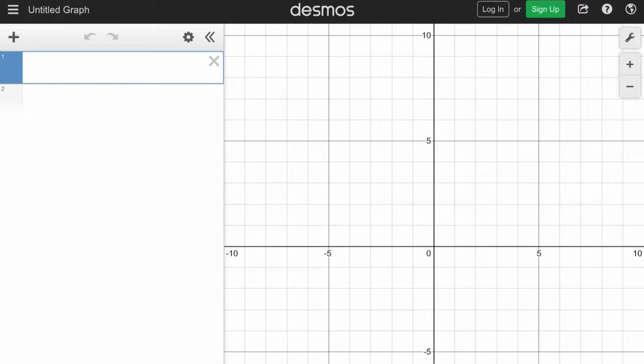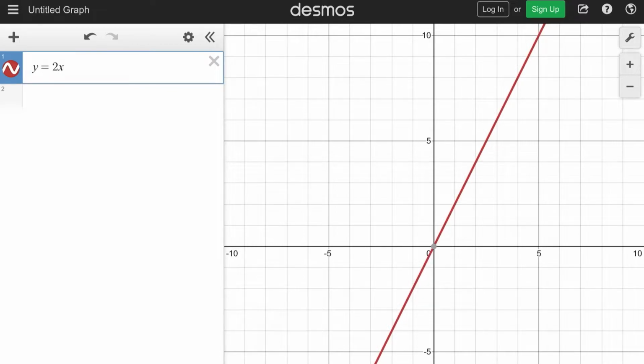If you see on the top, Desmos, that's the name of the app that I'm using. We'll be using this app sometimes in this unit, so you might find it helpful to download it. But I just want to show you a couple of things.